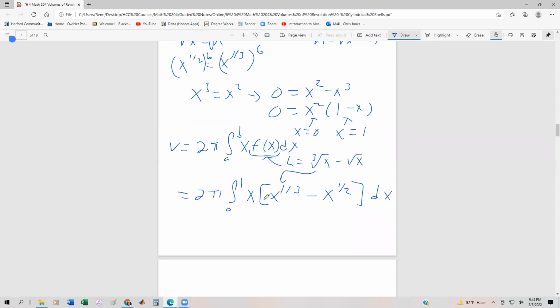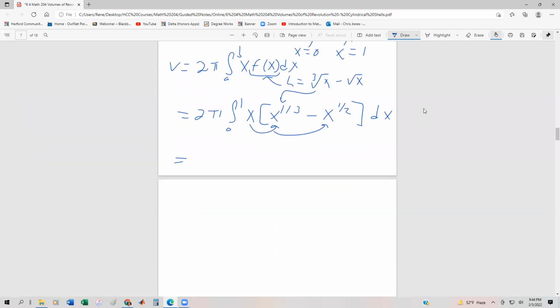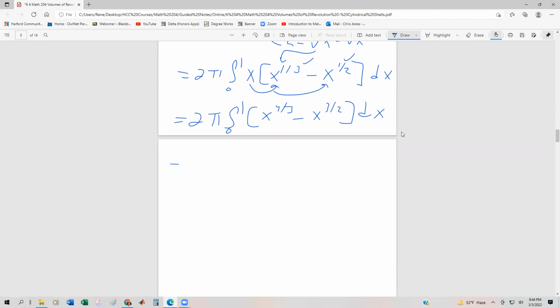If we distribute the x through, which we need to do to have a shot at evaluating this, this is going to be equal to 2 pi integral 0 to 1. We just add 1 to each of the exponents, so that's x to the 4/3 minus x to the 3/2 dx. Now we can go ahead and integrate term by term. This is going to be 2 pi times the quantity x to the 7/3 divided by 7/3 minus x to the 5/2 divided by 5/2, ranging from 0 to 1.